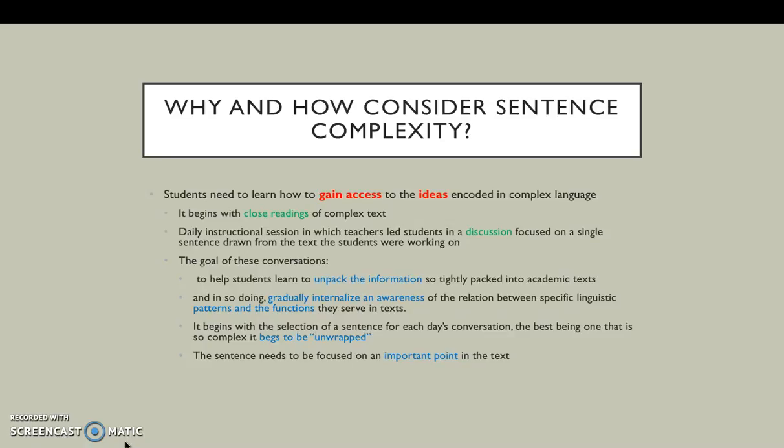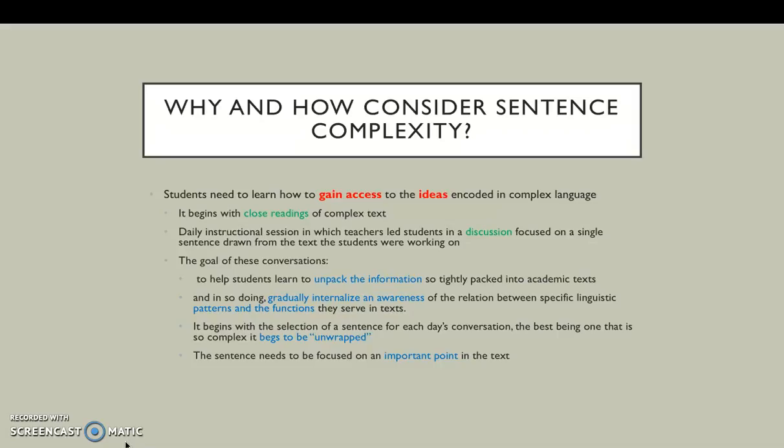Sometimes we take for granted how tightly packed information is in academic text. Once students have unpacked this information with you, it helps them gradually internalize an awareness of the relation between specific linguistic patterns and the functions that they serve in text. When selecting a sentence, you want to pick one that is begging to be unwrapped, that has important complexity in it as well as important meaning.